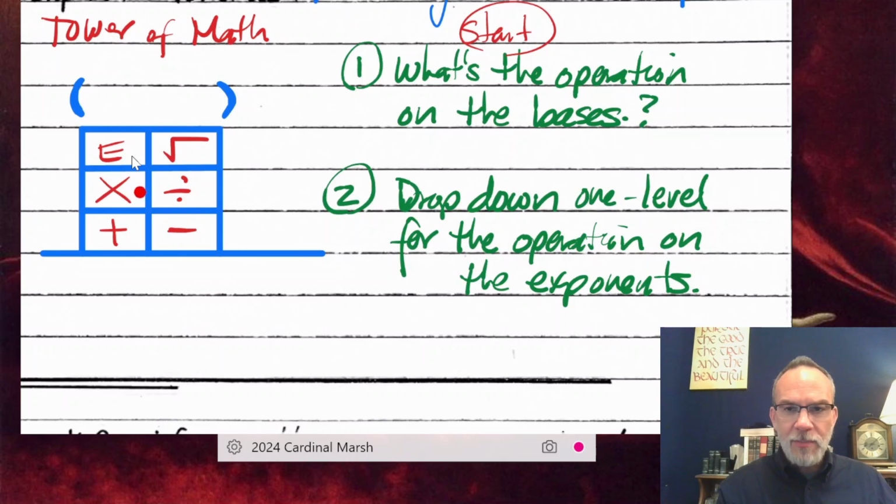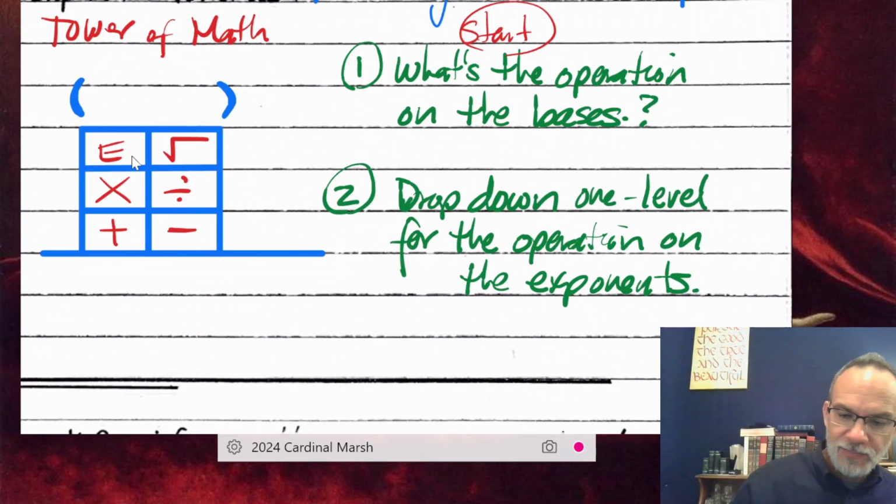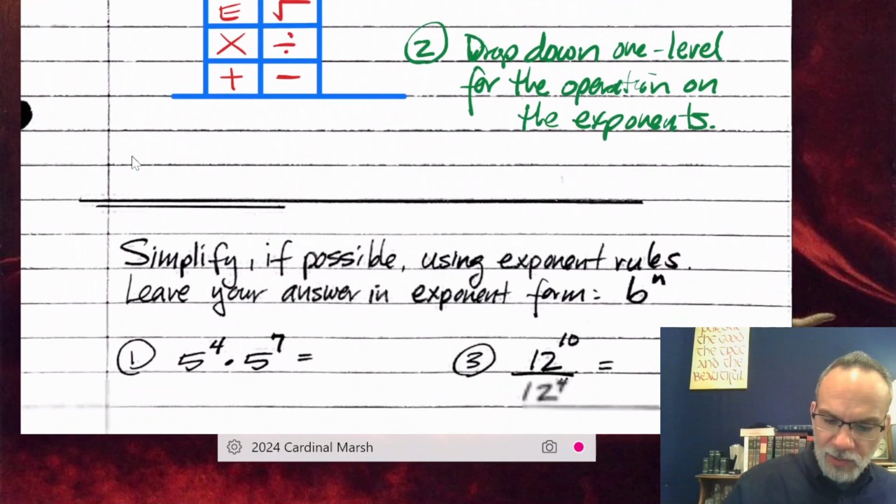If you're multiplying the bases, then you drop down one level for the operation on the exponents. So if you're multiplying the bases, you drop down one level, straight down, and then it tells you you need to add the exponents. If you're dividing the bases, you drop down a level, and that tells you to subtract the exponents. And if you're raising an exponent to another one, you drop down a level, and it tells you to multiply.